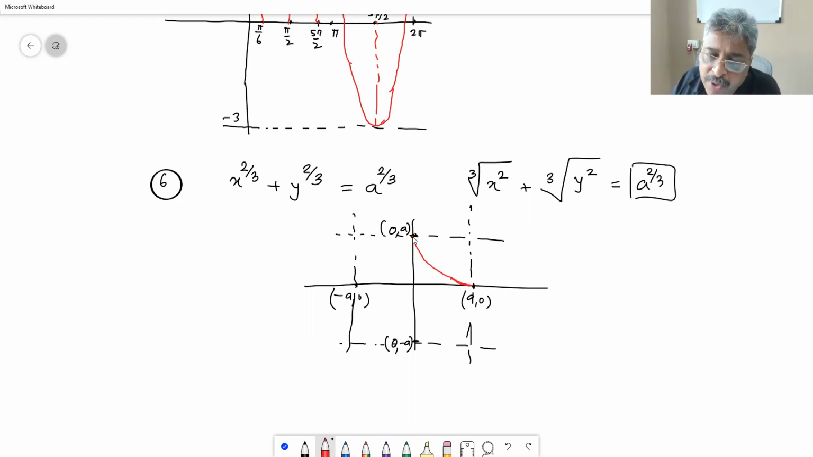Now if we have a curve like this, on the x-axis the tangent cannot be horizontal. Here it is going to be horizontal. So that is the clue that you can have to get the curve, and then reflect that curve in the x-axis to get this arm, reflect in the x-axis and y-axis to get this arm and this arm. So this is called an asteroid.